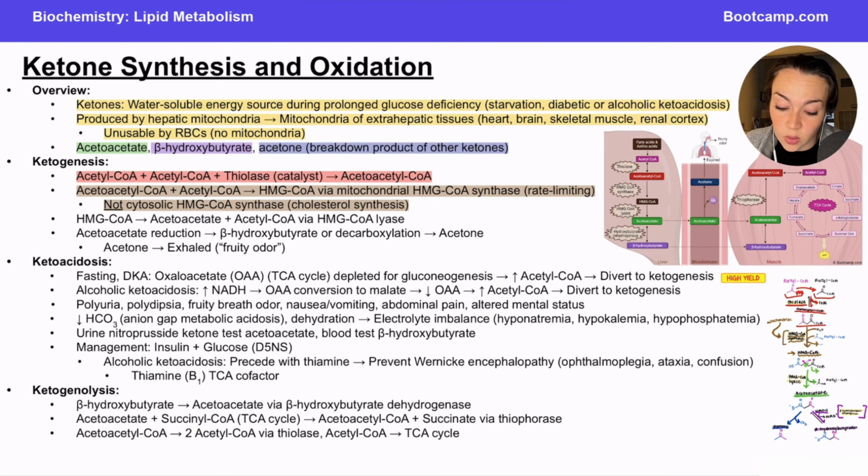Our HMG CoA lyase enzyme is going to take that HMG CoA, break off one of the acetyl-CoAs, and leave us with acetoacetate, which was our first of our ketones. Then once we had that acetoacetate, we could make our two other ketones, either by reducing acetoacetate into beta-hydroxybutyrate or by spontaneous decarboxylation into acetone. And acetone is going to be exhaled. And acetone in the breath gives off what they describe as a fruity odor, very commonly in test questions. In practice, it's more like nail polish remover.